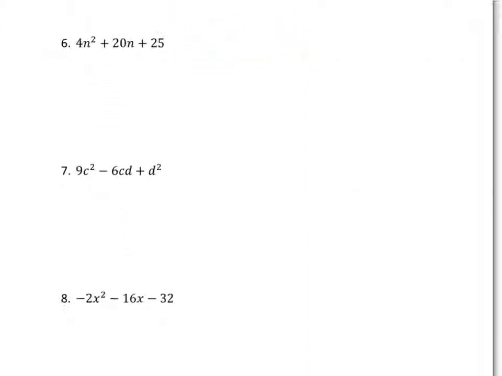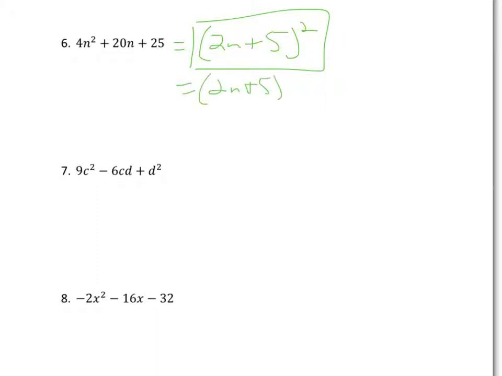Okay, number 6. We're going to take the square root of this one and the square root of this one and take the sign. So the square root of 4n squared is 2n. The square root of 25 is 5. And now we can double check to see if this is actually correct. I'll actually do this one. This is the same as 2n plus 5 times 2n plus 5.